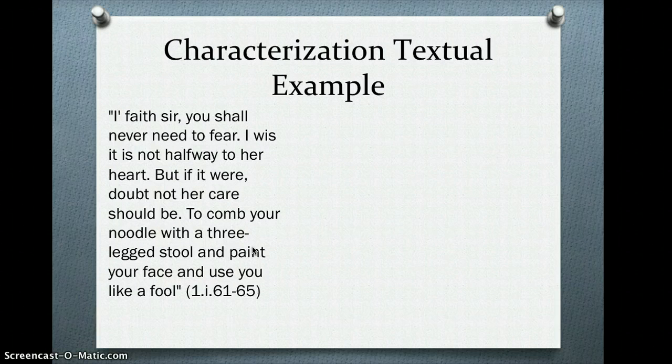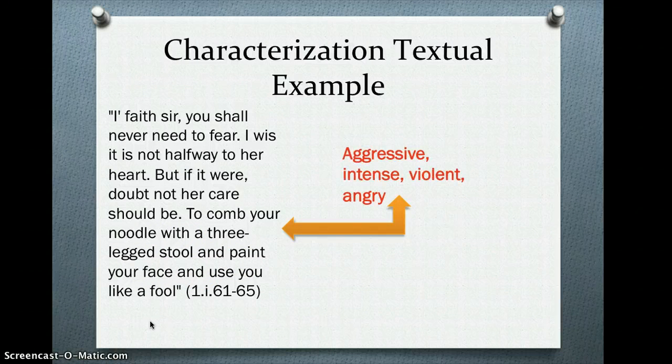At the beginning of the play, in Act 1, Scene 1, we meet Baptista and his two daughters, Catherine and Bianca. Catherine is the one speaking here in this quotation that you see. She has just been insulted and called essentially a whore, a prostitute, by Bianca's suitors. And so, in response, she threatens to use violence against one of the suitors, as you can see here. Through that comment, we can use the adjectives. Remember, when you characterize a character, you use adjectives. We can use the adjectives aggressive, intense, violent, and angry to characterize Catherine in this scene.